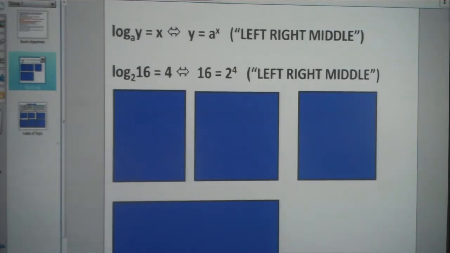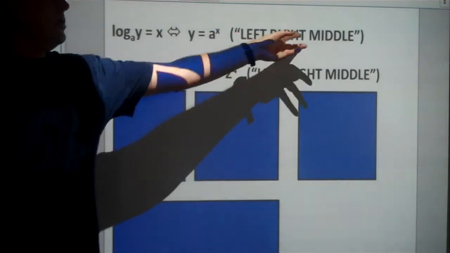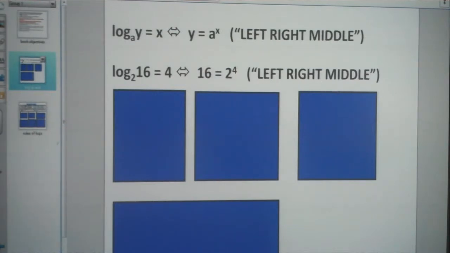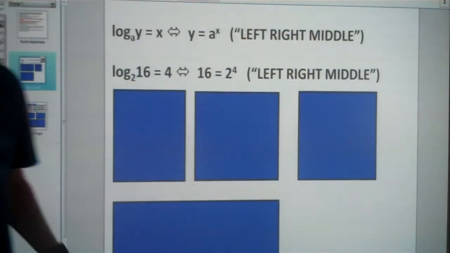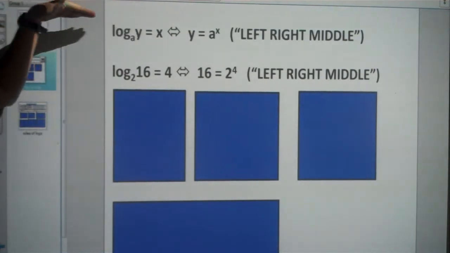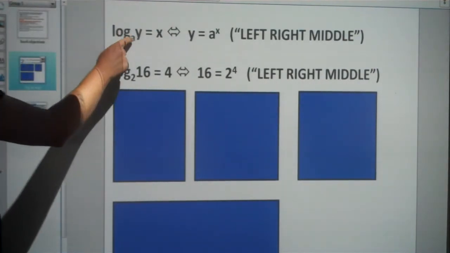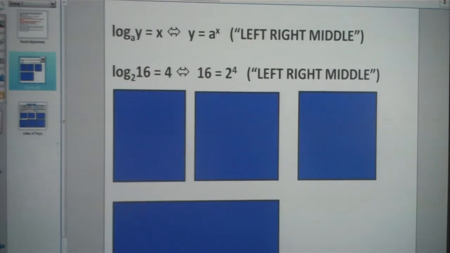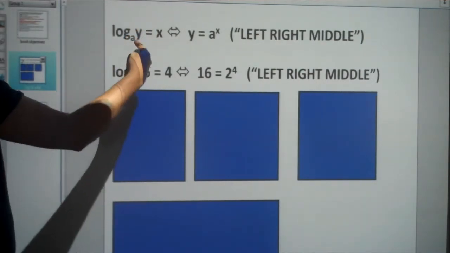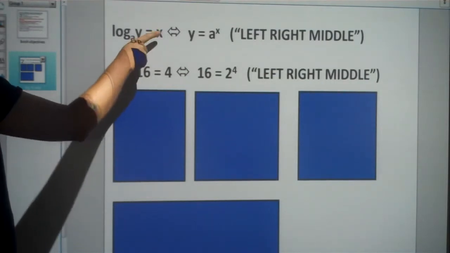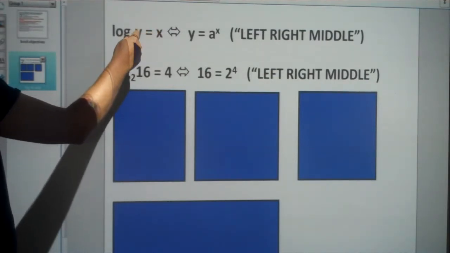Now, I must admit this is one topic that I often have a little bit of confusion on. Sometimes I mix things up, so I came up with this little mantra to help me remember the correct way of doing this. In my head I tell myself left, right, middle, and what that means is when I've got an expression like this, log to the base a of a number equals something, I start on those three letters here, a, y and x.